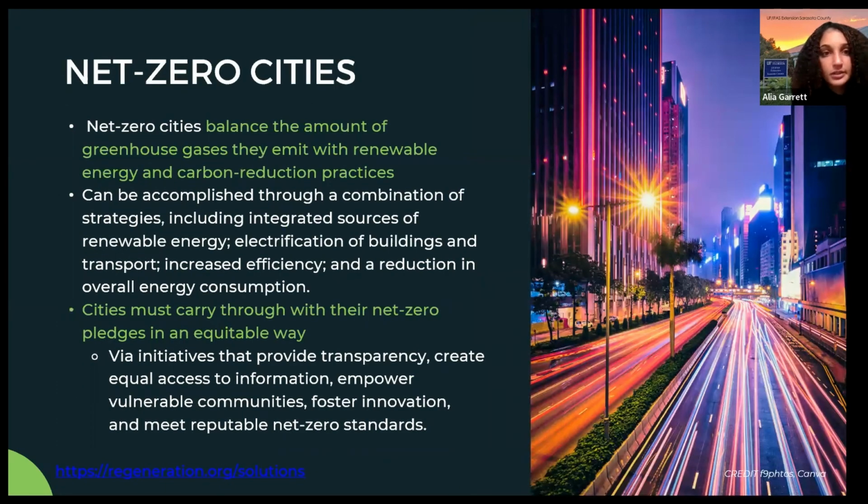Net zero cities balance the amount of greenhouse gases they emit with renewable energy and carbon reducing practices. So this can be accomplished through a combination of strategies, including integrated sources of renewable energy, electrification of buildings and transport, increased efficiency, and a reduction in overall energy consumption. Cities must carry through with their net zero pledges in an equitable way. So via initiatives that provide transparency, create equal access to information, empower vulnerable communities, foster innovation, and meet reputable net zero standards.